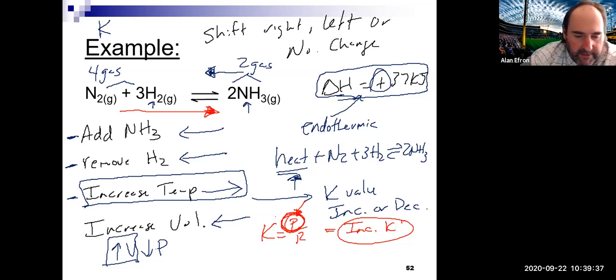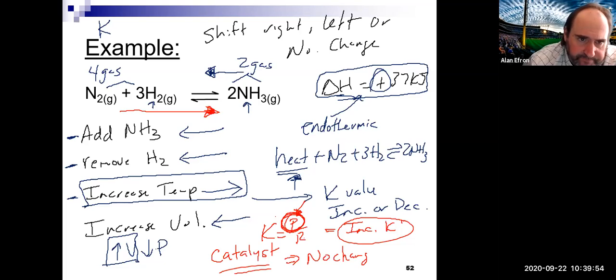All right, and one thing that we didn't talk about, but let's make sure we do: if we add a catalyst to this reaction, it will have no change. When you add a catalyst to a reaction, it does not shift the equilibrium position one way or the other. It just basically gets you there quicker.